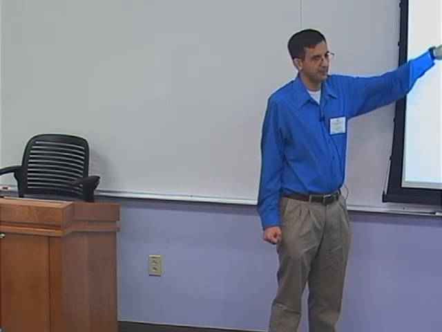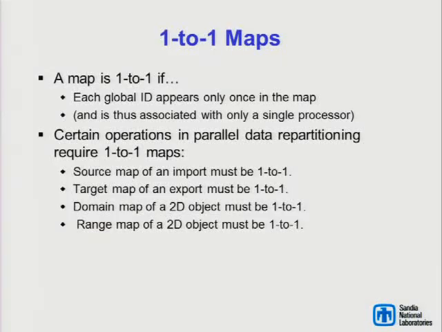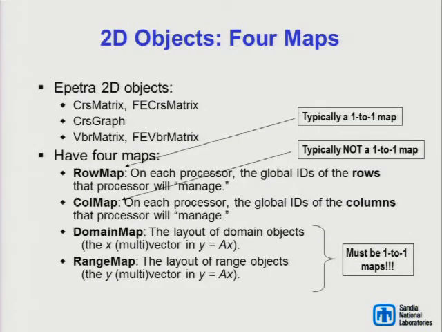For instance, with an import and an export, the way we set up our capability, certain directions have to be one-to-one. The other one can overlap, that's fine, but there's certain directions that are going to have to be one-to-one. And for a 2D object like a matrix, these two maps, these domain maps and range maps, which I'll explain in a minute, also have to be one-to-one.